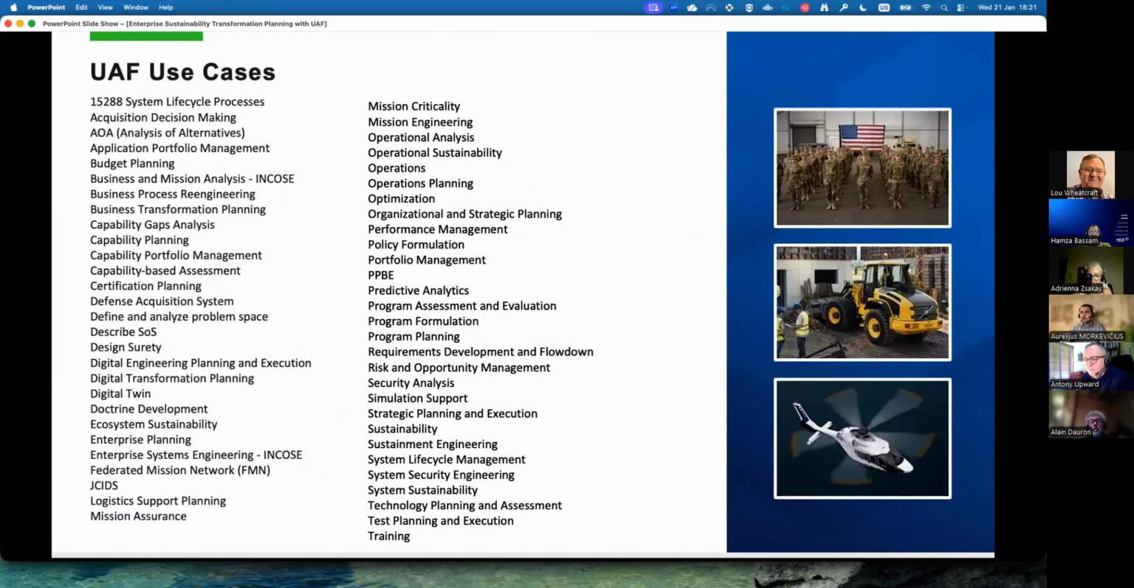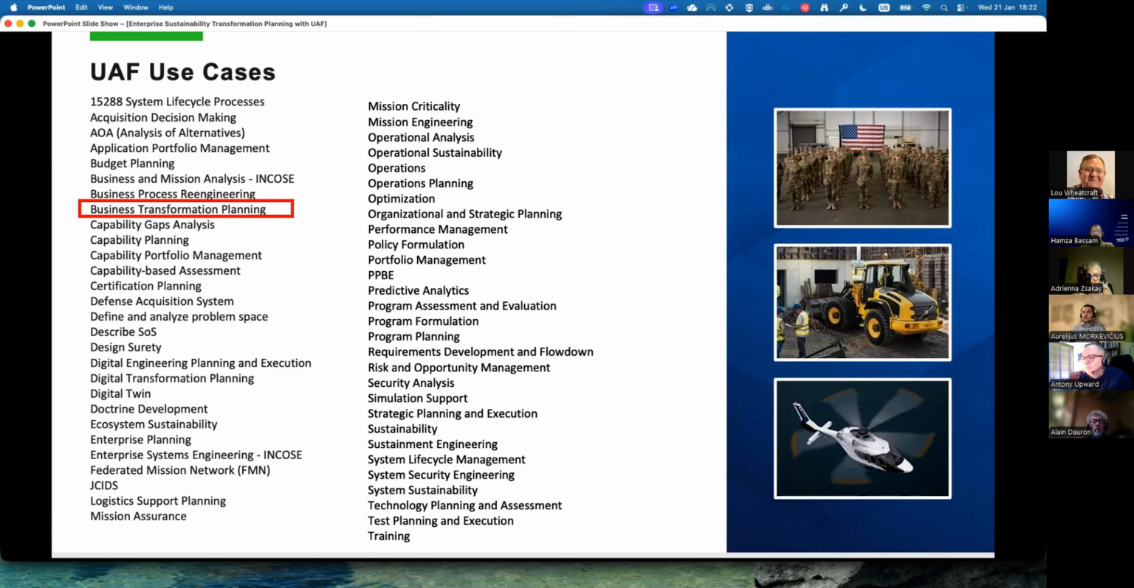And here is the number of problems that UAF can support solving. We identified multiple use cases, going from the 15288 system lifecycle processes, and actually a lot of work has been done in the GfSE, the German chapter of INCOSE, where they recently produced a new technical product, which is the 15288 processes modeled in UAF. It's a kind of reference model, reference architecture, so that organizations that want to implement a systems engineering process can start with the model-based approach and the provided reference architecture rather than starting from scratch.